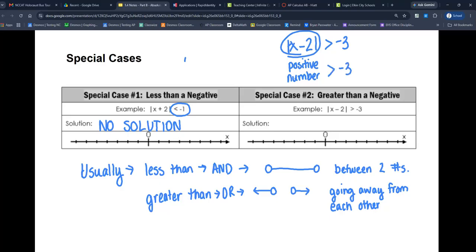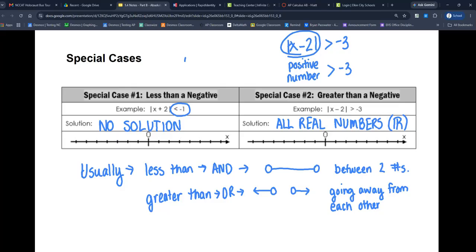Is it true that a positive number is always going to be greater than a negative number? Yeah, positive numbers are always greater than negative numbers. So this statement is always true. So that solution is all real numbers. Or you might remember we used that R with the double bar before.